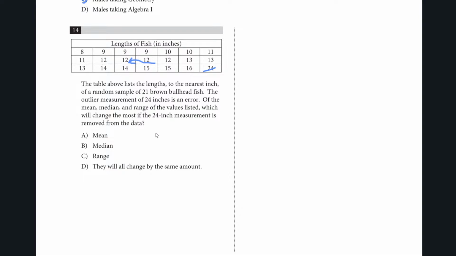The range is 24 minus 8 with the outlier, which is 16. If we were to remove the outlier, it'd be 16 minus 8. So now we're down to 8. So that's a pretty big difference. And the range, well, we just did the range.